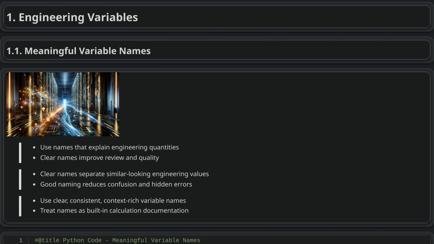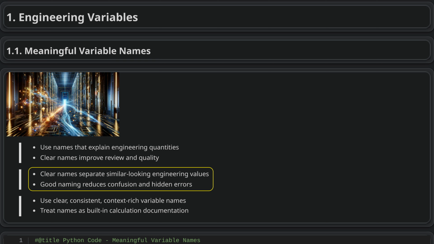Engineering variables, meaningful variable names. In civil engineering, clear names for values help make calculations understandable and reliable. A name should indicate the physical quantity, its context, and its units, such as a beam length or concrete density. Vague names can cause confusion as projects expand or when others review the work. Descriptive naming supports transparency, professional communication, and quality control.